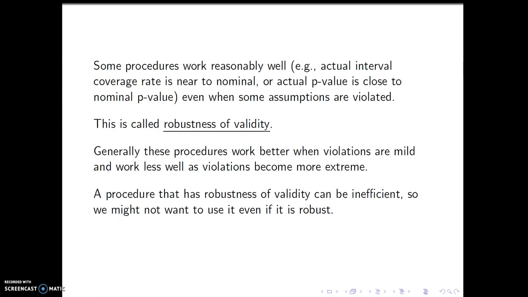Some procedures work reasonably well, even when some of your assumptions are violated. So that's what I meant before when I said many people say the ANOVA model is robust to non-normality and other assumption violations. This is called the robustness of validity. Generally, these procedures work because if you just have a very mild violation, it's not going to affect the validity all that much. But it may not be the most efficient way to go about it.